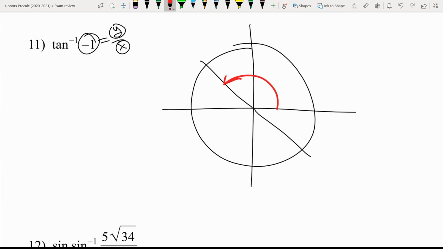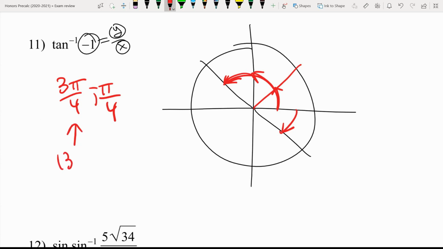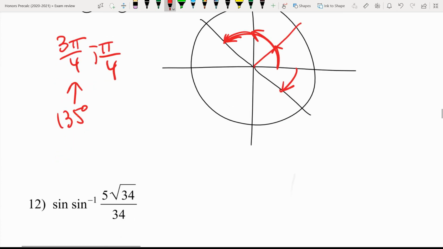This one here is going to be what? If you think about counting up pi over 4s, we got 1 pi over 4, 2 pi over 4, 3 pi over 4. So that could have been one possible angle. Or a negative pi over 4, or any one of the equivalents of those, like a negative 45 degrees, or this would have been right here, this would have been 135 degrees, for example. So any one of those would have been okay to use. Okay, let's take a look here at this one.